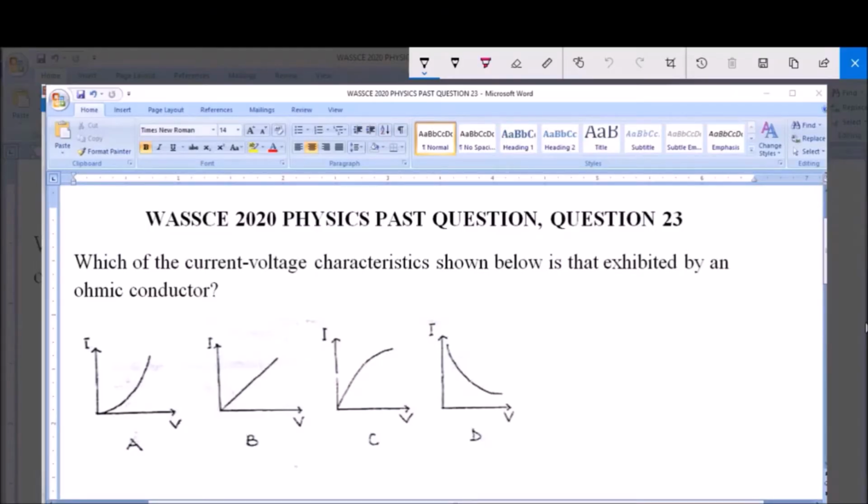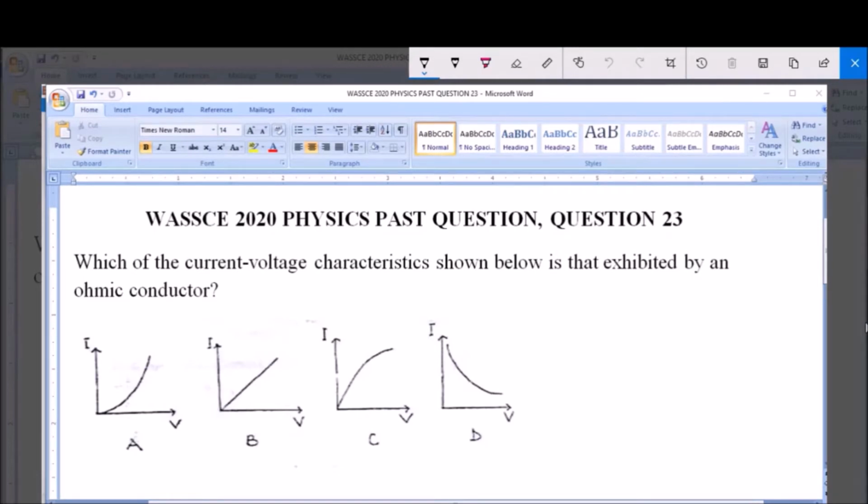I will be answering WAEC 2020 physics past question, question 23. Which of the current voltage characteristics shown below is exhibited by an ohmic conductor? Now we're given the following graphs, and we have to pick the one that exhibits the characteristics of the current voltage of an ohmic conductor.